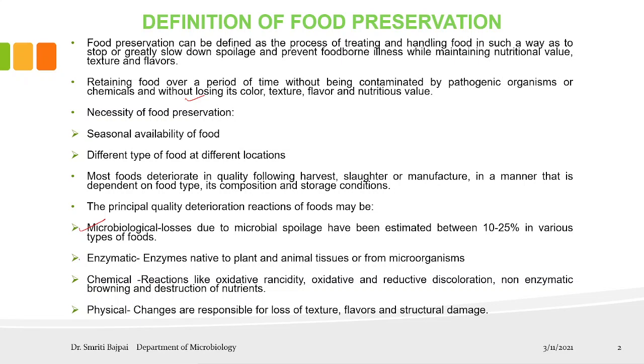Second is the enzymatic, by its own enzymes. So enzymes native to the plant or animal tissue will be responsible for their spoilage and deterioration. Then chemical reactions like oxidation, rancidity, oxidative reduction, reductive discoloration, non-enzymatic browning, destruction of the nutrients. So all these are the chemical deterioration. Then the physical, that is loss of texture, flavors and structural damage.